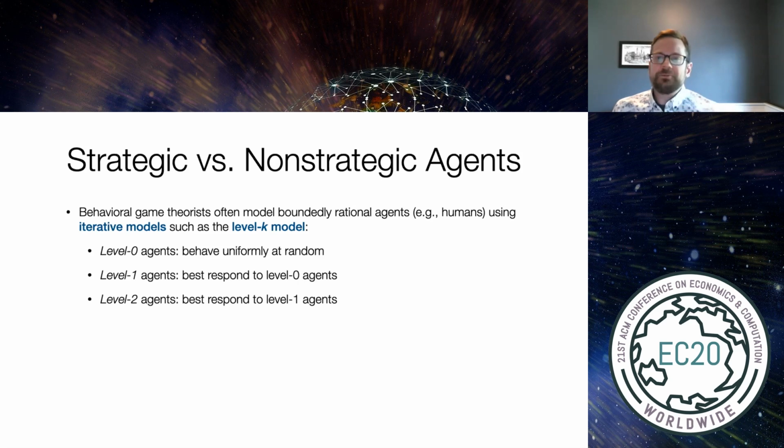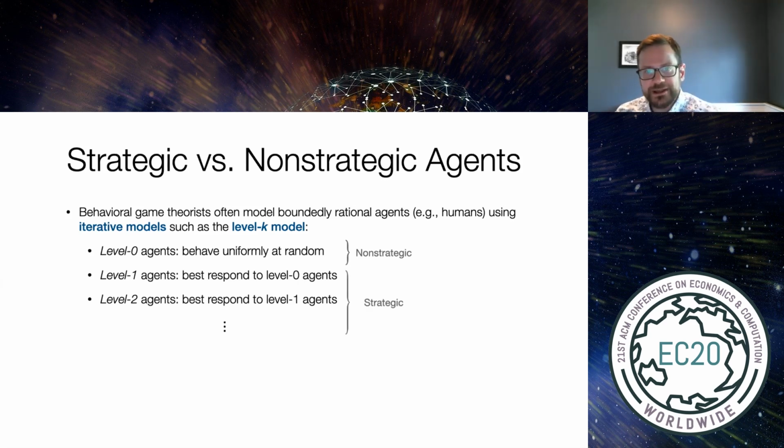And then they think, aha, I'm going to best respond to that. And you can keep going as far as you want, although empirically it turns out people don't go very far at all. So clearly, the level 0 agents in this kind of a model are non-strategic. They're not really aware of their own incentives. They're not thinking about the other agents at all, right?